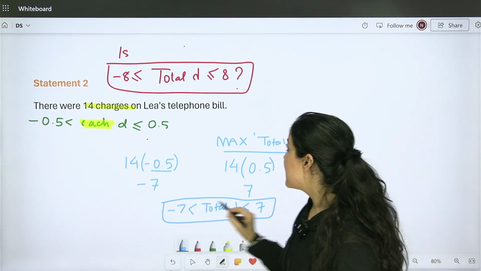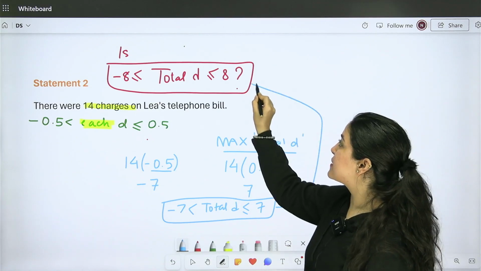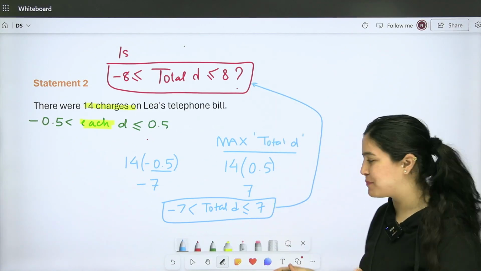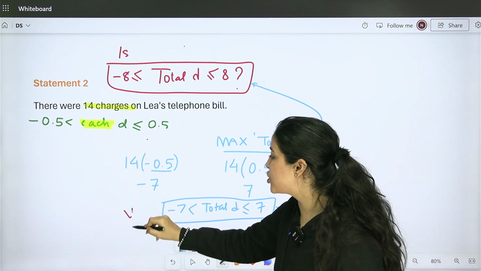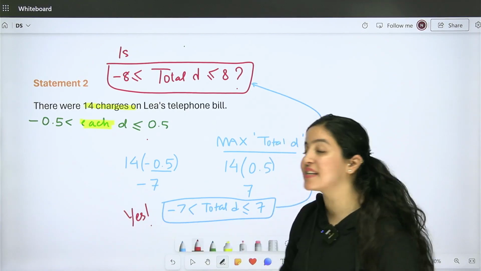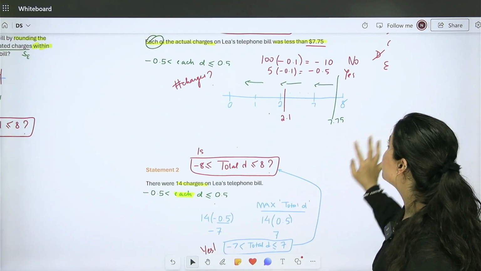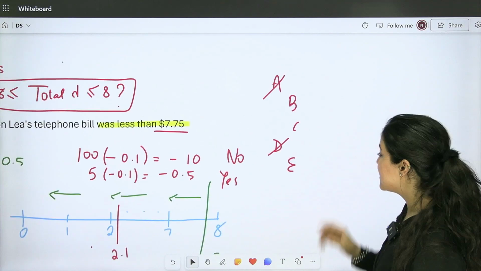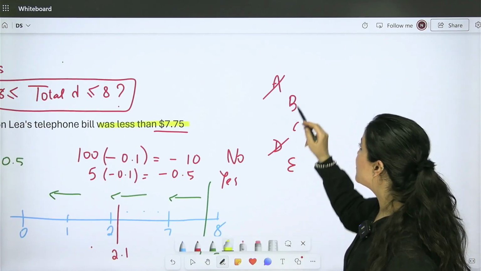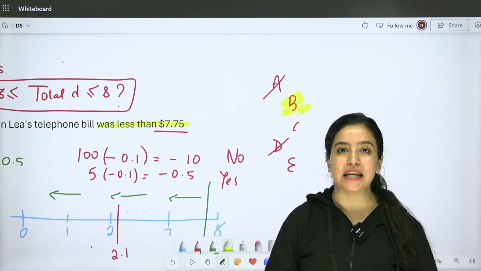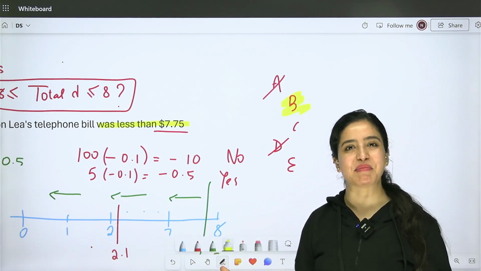So actually what I get is that my total deviation is definitely between negative 7 and 7, and if this is a fact, then what can I say about this? Is it between negative 8 and 8? Absolutely it is. So I get a sure yes this time, a definite answer, which is why statement 2 alone is sufficient. I'll come back here to my choices, and since statement 2 alone is sufficient, I mark B as my final answer and I'm done.